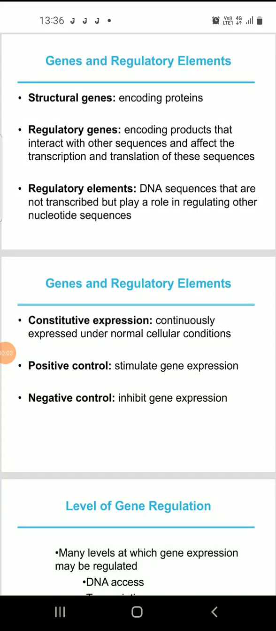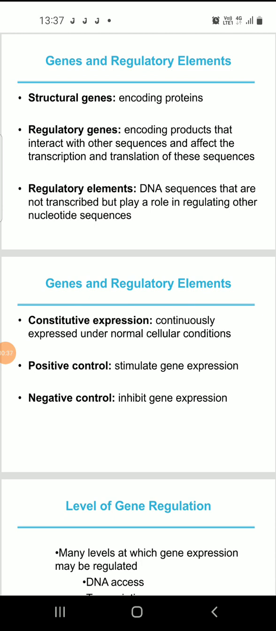Today we are going to discuss genes and regulatory elements. The elements which we consider as regulatory are the regulatory genes. Then there are structural genes, and regulatory elements are also there. Structural genes are the genes which encode the proteins, while the regulatory genes encode the products that interact with the other sequences and affect the transcription and translation of these sequences.